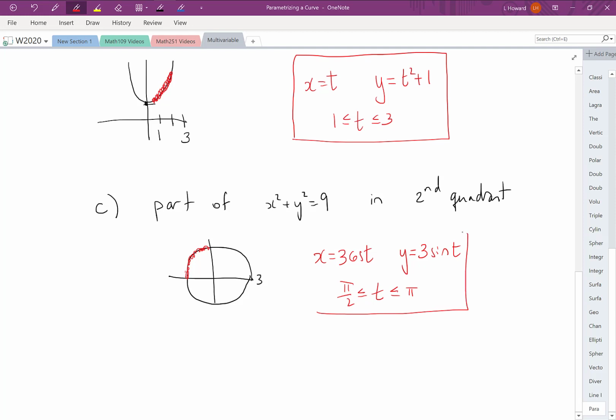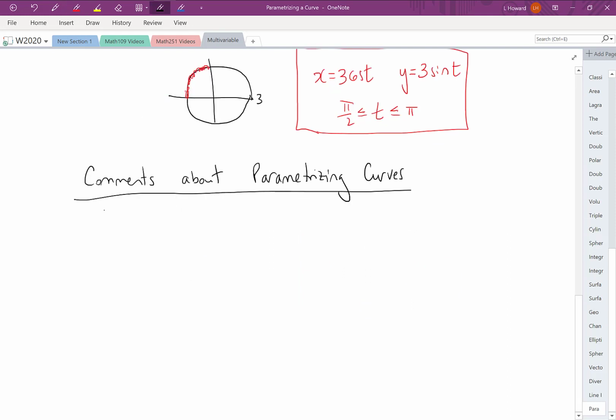And there we have a way of describing all those points on that circle of radius 3 in the second quadrant, now using just a single parameter. So I want to make 3 comments that I think will be helpful when it comes to parametrizing curves. First thought is that when you're parametrizing a curve, the path you take matters.